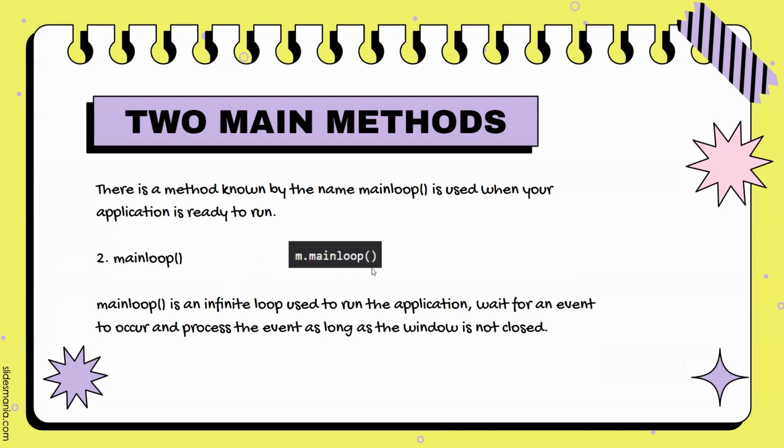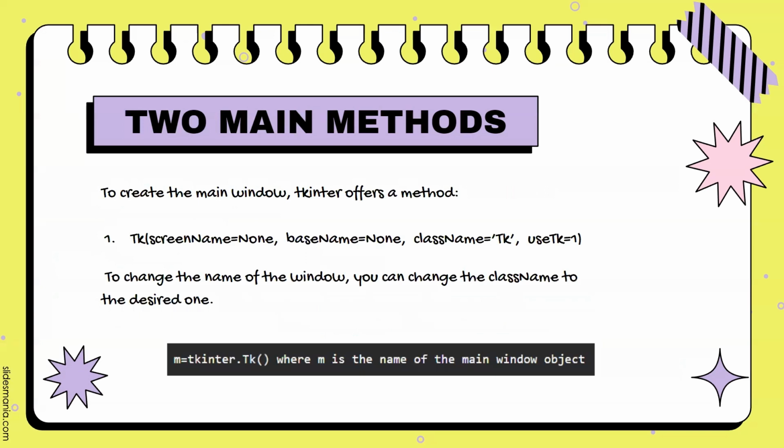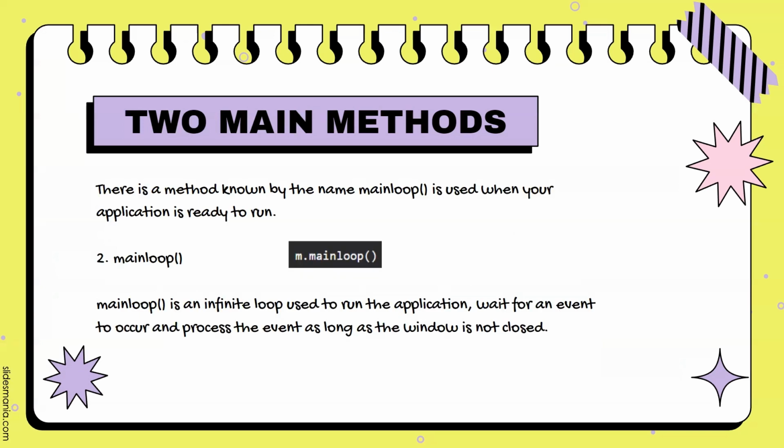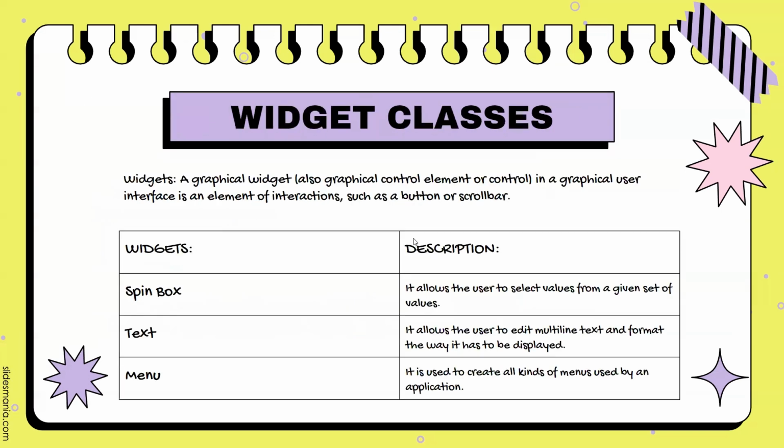So that is the second main method in Tkinter. These two methods are extremely important, and they're always going to come up when you're using Tkinter. Now some widget classes. I was talking about widgets in the previous slide, saying how a widget will be in the main window. So what is a widget?